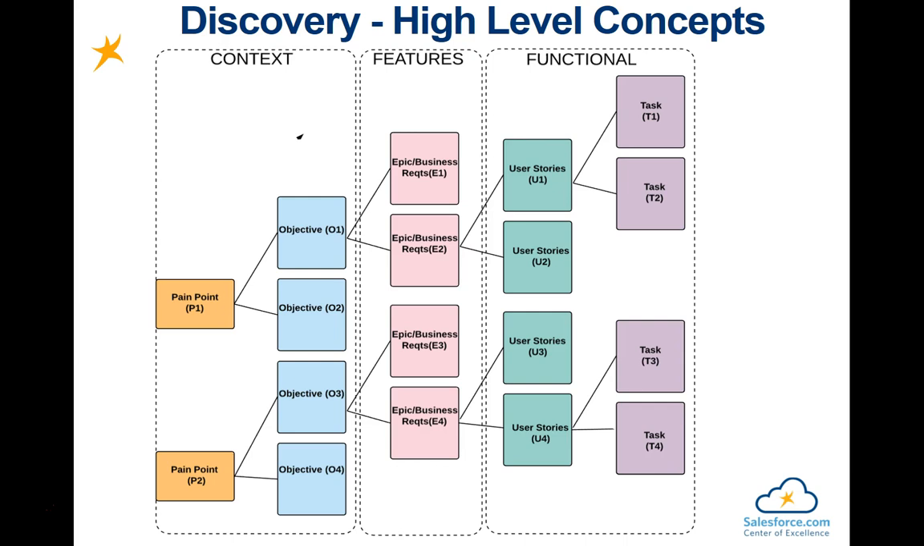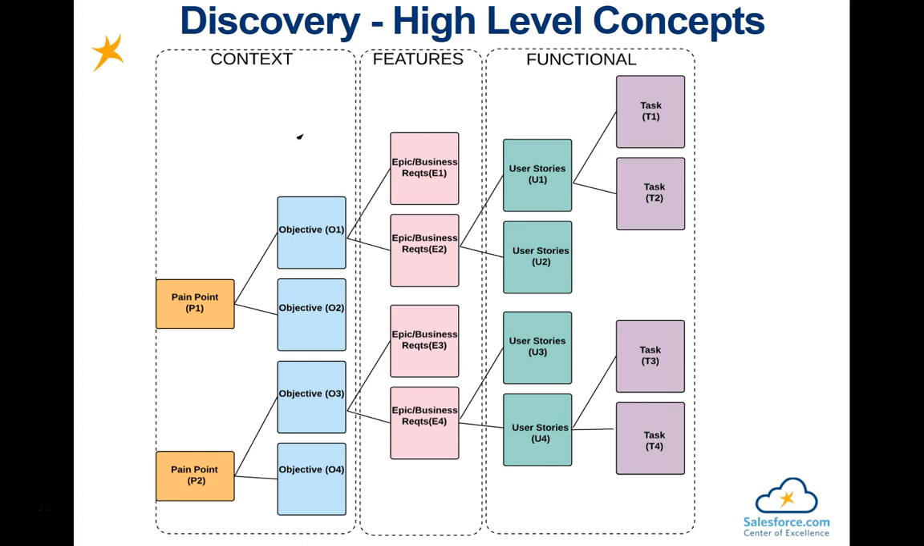For a high-level understanding of this process, look at this diagram and the three key areas on the screen, starting from the context on the left, the features in the middle, and the functional side on the right-hand side. One of the approaches that we have for the discovery process is a top-down approach, which means that we cover the high-level stuff first and then move towards the low-level details. So we control the discussion in a way that the high-level concepts are covered first.